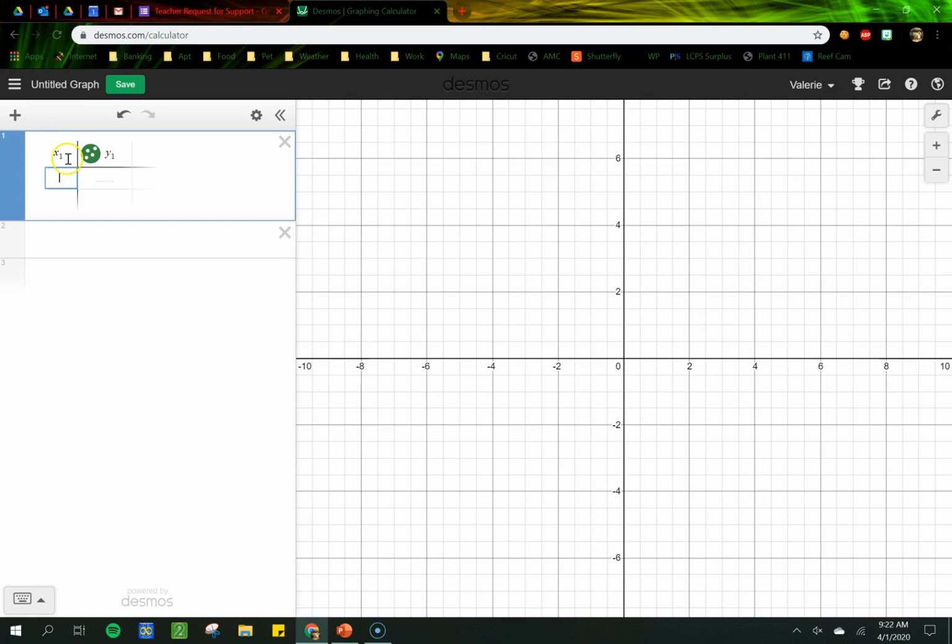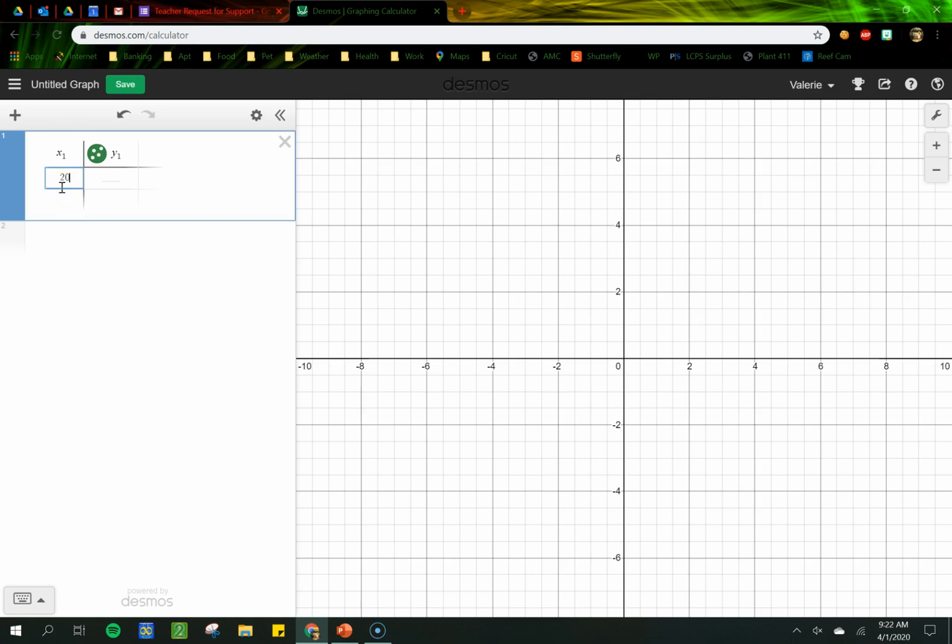Now from here, remember how I said there were those subscripts of 1? Notice that this table has x of 1 and y of 1. That's because if I add another table, so that Desmos doesn't get confused, it's going to call this my second table and have x of 2 and y of 2. So we only need the 1, but whenever we use x and y as variables in our equation or in our formulas, we're going to need that 1 so it pulls from this table. It doesn't get confused.